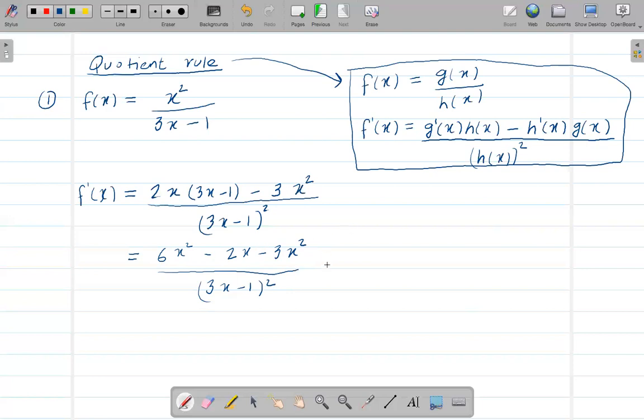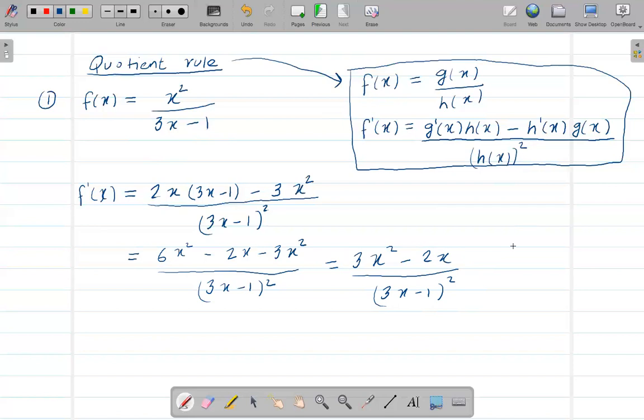And this is equal to 6x squared minus 3x squared, which is 3x squared, minus 2x, over (3x minus 1) squared. All right, that's all you can do. I don't think you can simplify anything further. Even if you do, I don't think you'll get a simplified version. So this is a good stopping point. You can just stop here.